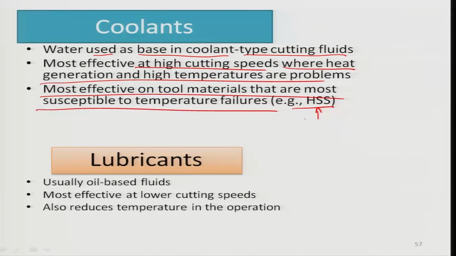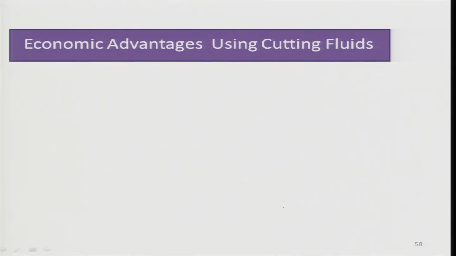On the other hand, lubricants usually are oil based, as I earlier pointed out, based on mineral oil. They are more effective at lower cutting speeds, and they also help in reducing temperature in the operation, but they are slightly more viscous in comparison to the coolants, because they typically have to form a layer of film which would provide the lubrication between the tool and the workpiece surface.